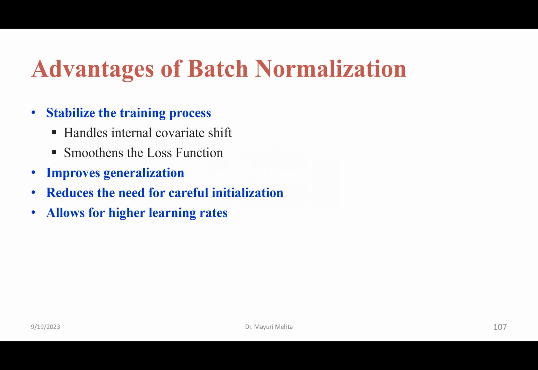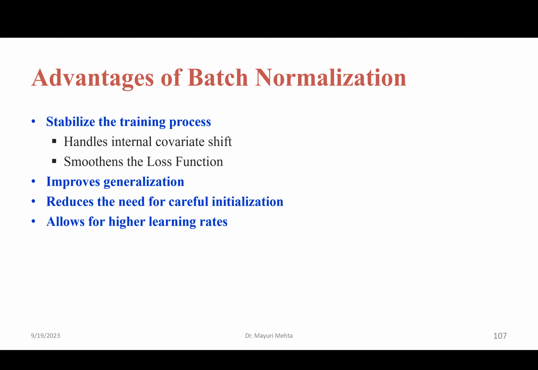Now, what are the advantages of batch normalization? As you can see, there are four major advantages. Let's discuss these advantages one by one. The first advantage is it speeds up the training of the neural network. By normalizing the hidden layer activation, batch normalization speeds up the training process.